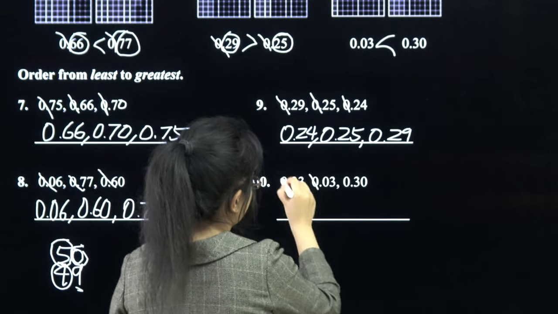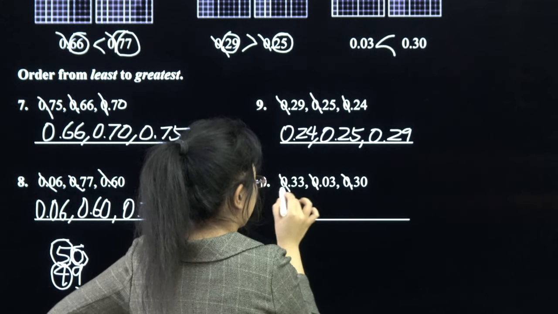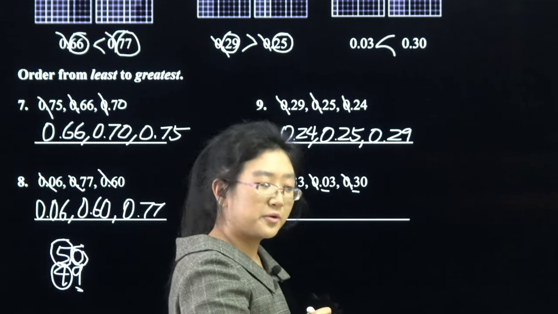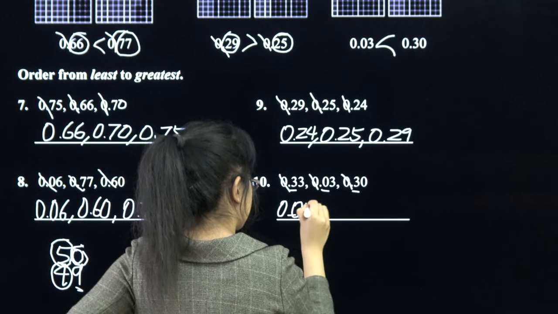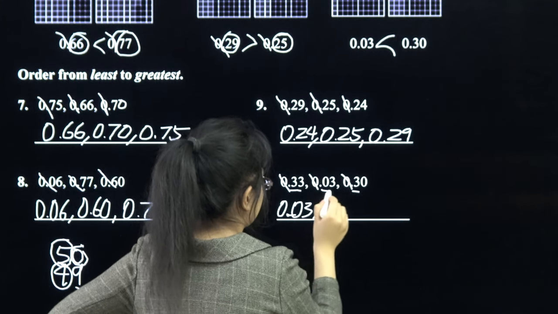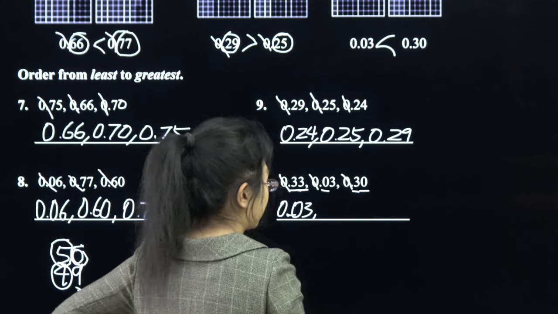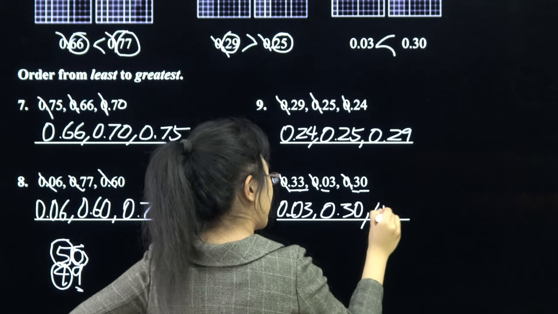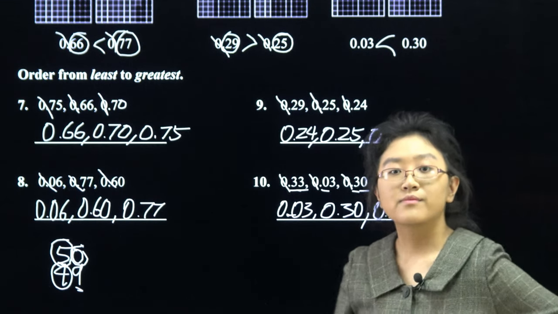Now this one. 0.03. Okay. Everything's equal on the first one, and then there's 3, 0, and 3. So 0 is obviously smaller than both 3 and 3. So it'd be 0.03 as the smallest. And then the next one, the hundredth place, is 3, and this is 0. So 3 is bigger than 0. So the next smallest one would be 0.30, and then the greatest one would be 0.33. Done.